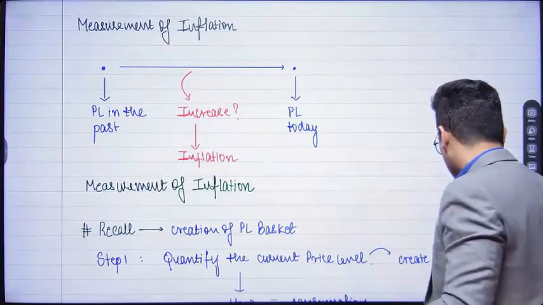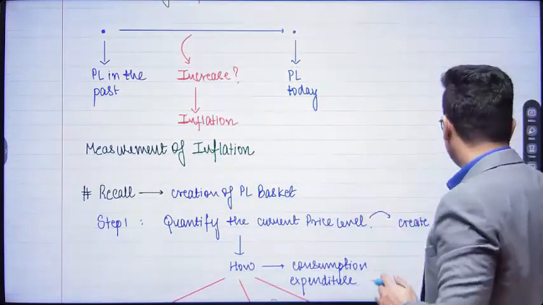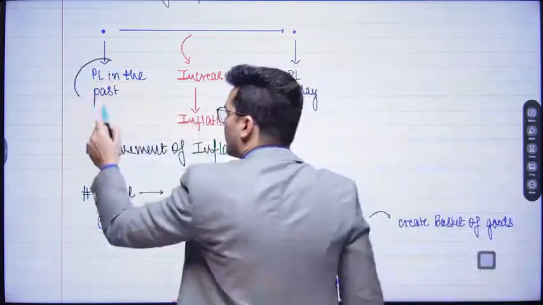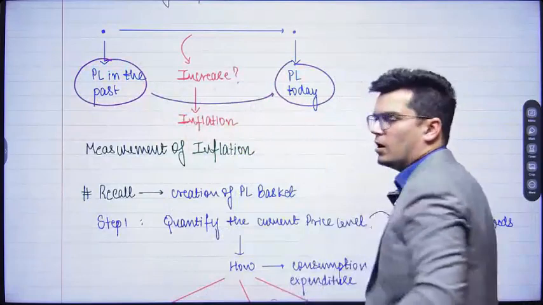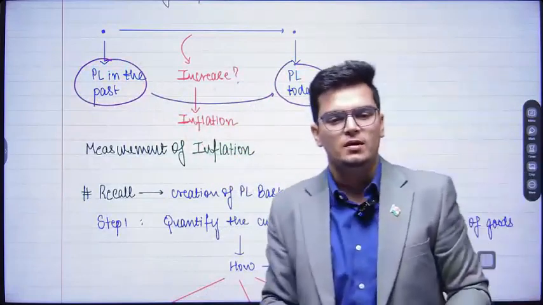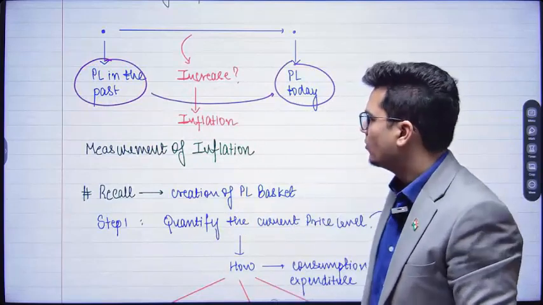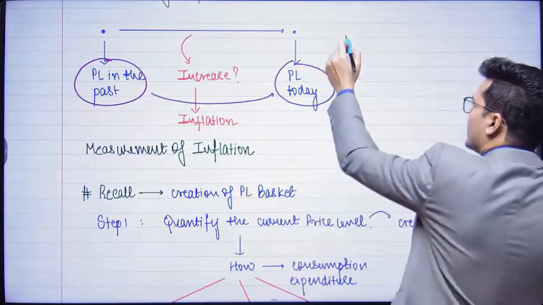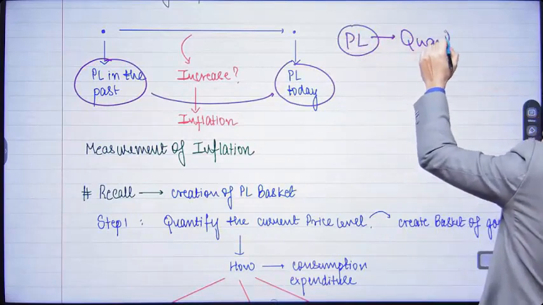But let us now see how we do this. मुझे देखना है प्राइस लेवल इन द पास्ट कि पहले क्या प्राइस लेवल था and price level today, और उसमें अगर कोई इंक्रीज हुआ होगा प्राइस लेवल इन द पास्ट और प्राइस लेवल टुडे में, तो मैं कहूंगा there is inflation. Now पहले मुझे क्या करना होगा, I will have to, ये जो प्राइस लेवल है इसको मेरे को क्वांटिफाई करना होगा.